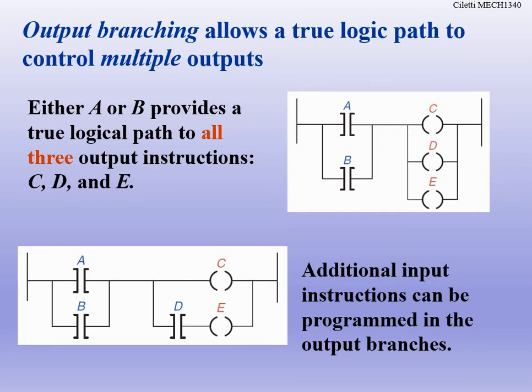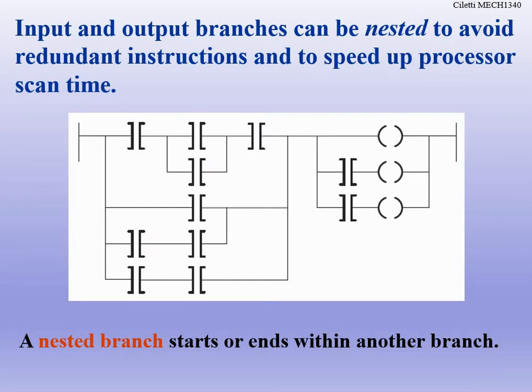Now we have to understand how we do different paths here. So you have A that turns on C or B that turns on C, but you need to have A and D to turn on E, or B and D to turn on E. So very, very important that you understand the paths when we start branching.